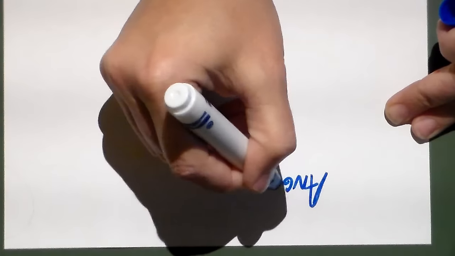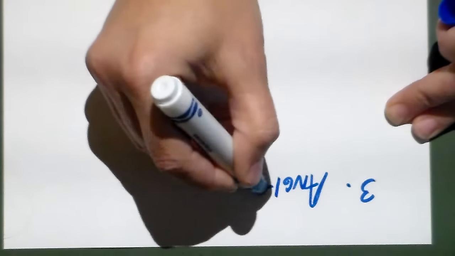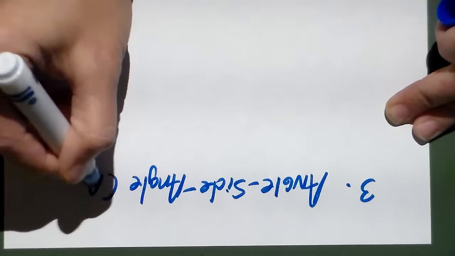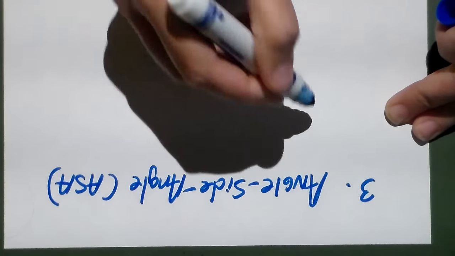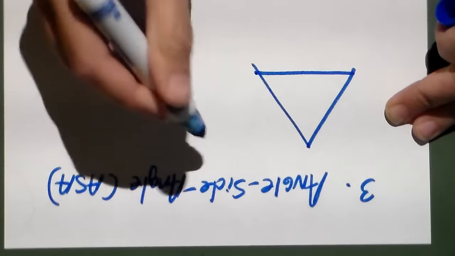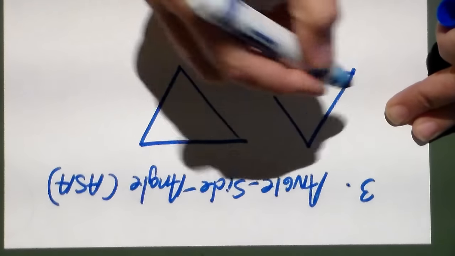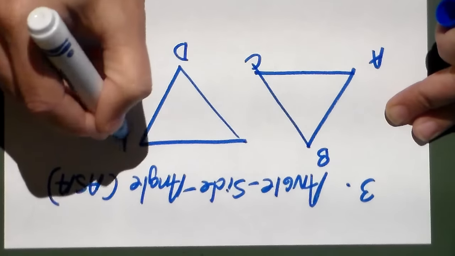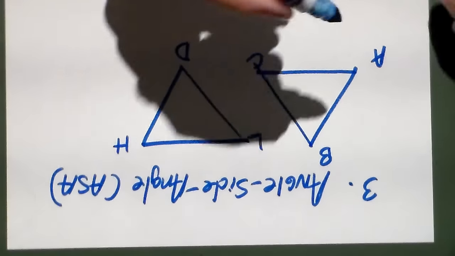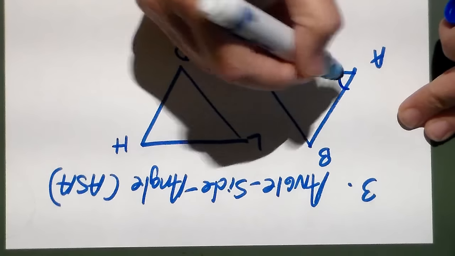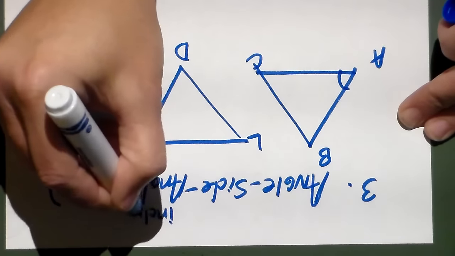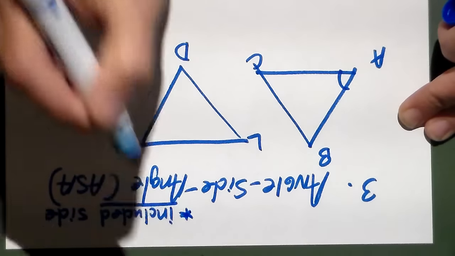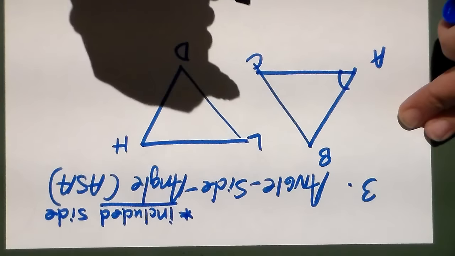So number 3 was angle side angle, or ASA. Okay, and that's when you have two triangles. And I'm going to kind of draw them in a different orientation just to be mean. You have ABC and you've got DHL. Okay. Angle side angle means that you have an included side. So you have a side that actually has to touch both angles. So that's what angle side angle is.